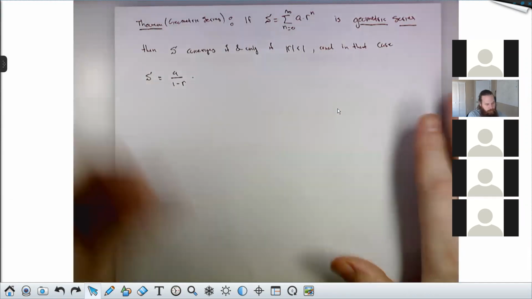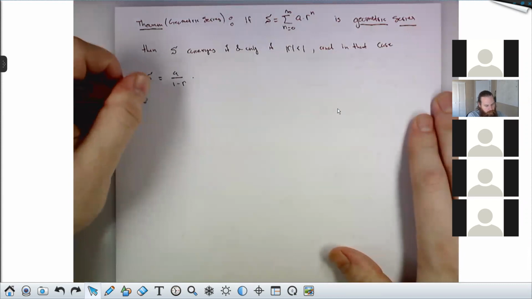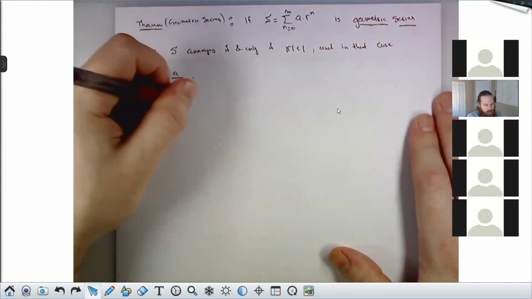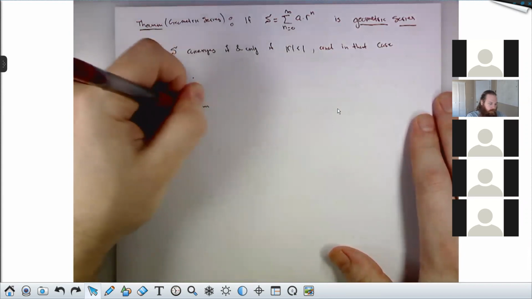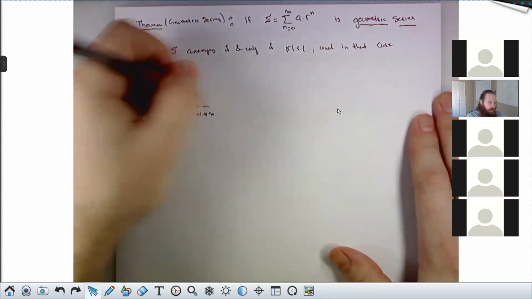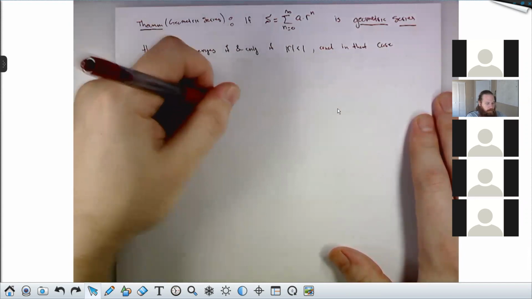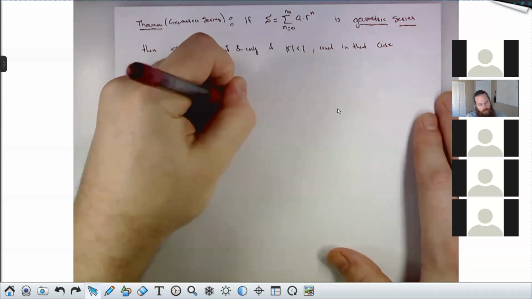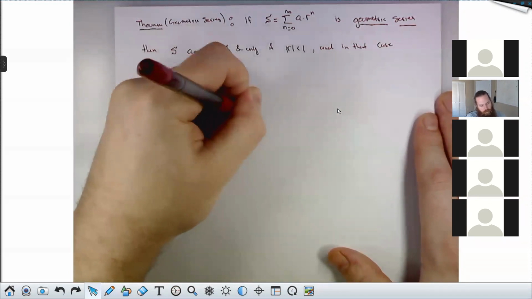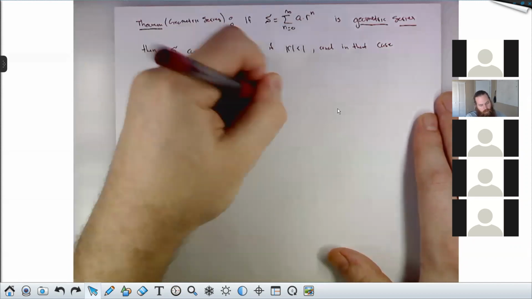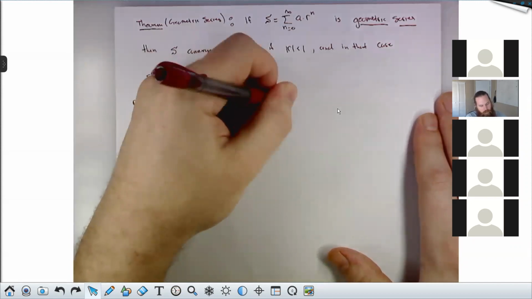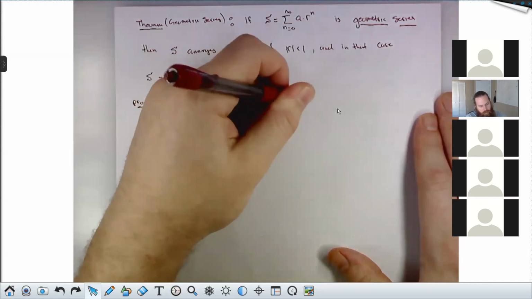Proof. As with all series, S is the limit as capital N goes to infinity of S sub capital N, the limit of its sequence of partial sums. And here, S sub capital N is sigma n from 0 to capital N of a times r to the n.